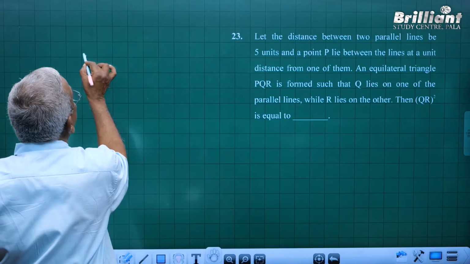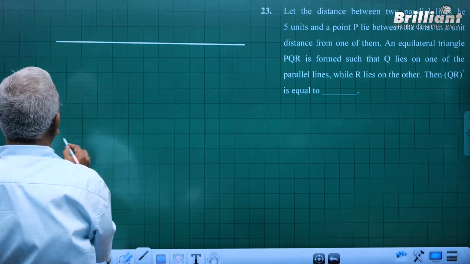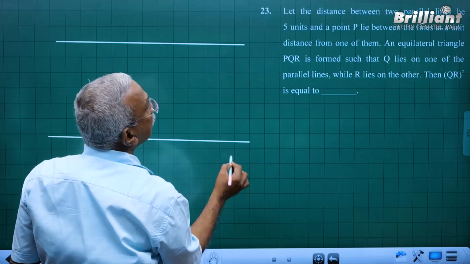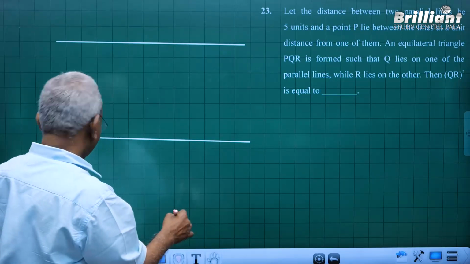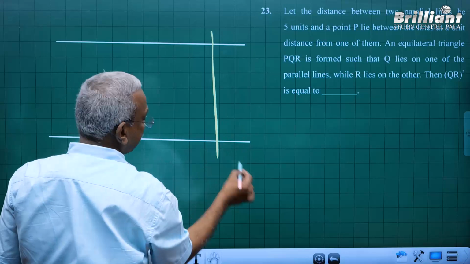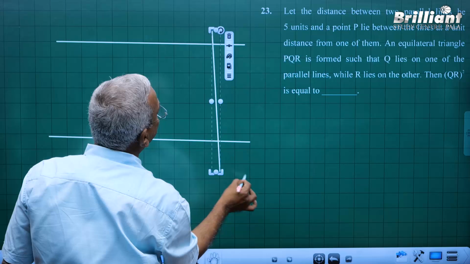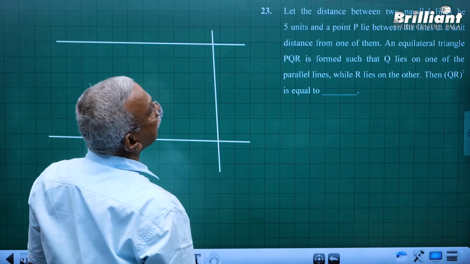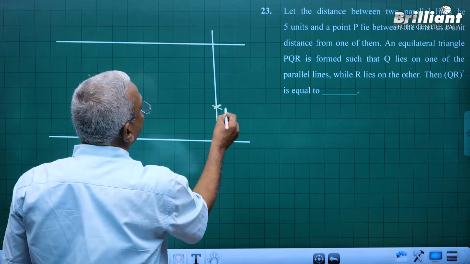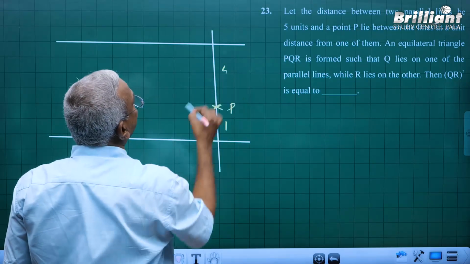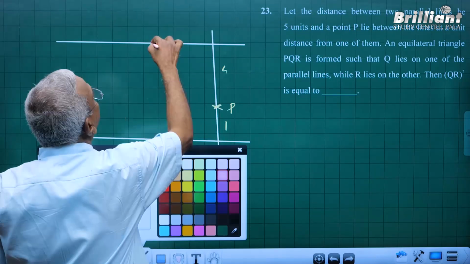So there are two different parallel lines. One parallel line is this and the other parallel line is this. Given that the distance between the two lines is 5 units, I simply draw a vertical line. This distance is 5 units. P is a point between the two lines, a unit distance from one of them. I just take this one as P. So this is 1 unit and that is 4 units. Now there is an equilateral triangle, 60 degrees there.